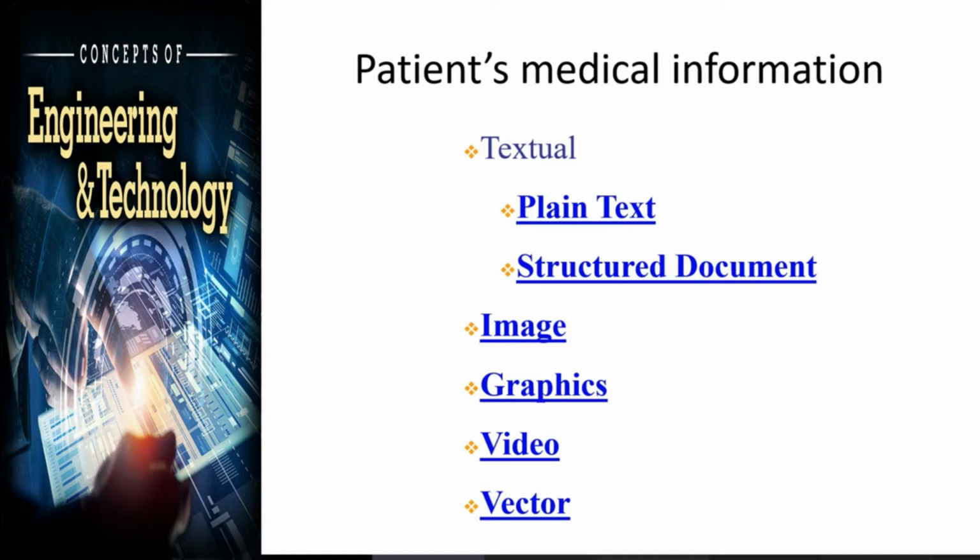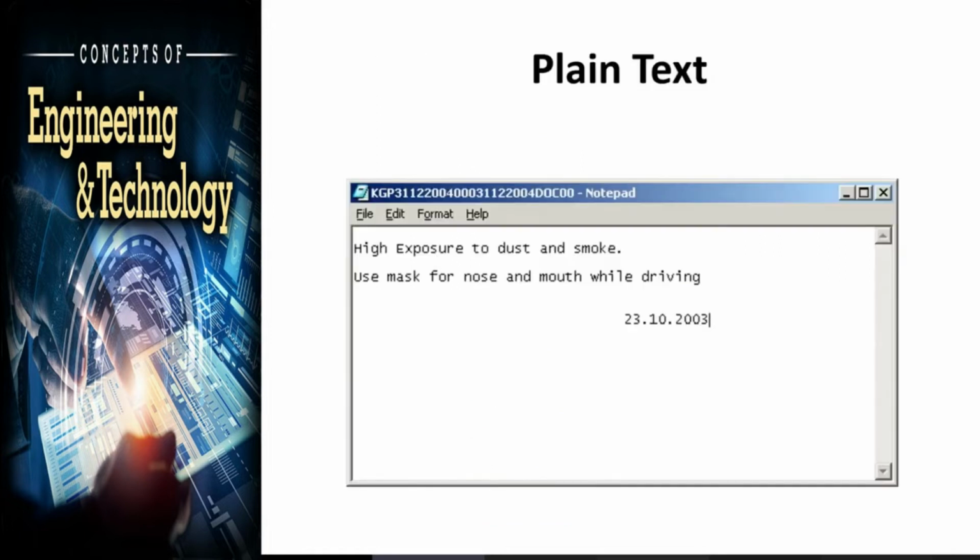So whether they want the information to be exchanged in plain text, or they want to look for a structured document. Okay, so this is the plain text. This is developed by IIT. They have a telemedicine laboratory, and in that they developed a kind of GUI system. You can see the high exposure to dust and smoke. So this is simple plain text that can be given, with the date and all those things. This is the example I'm showing from there.